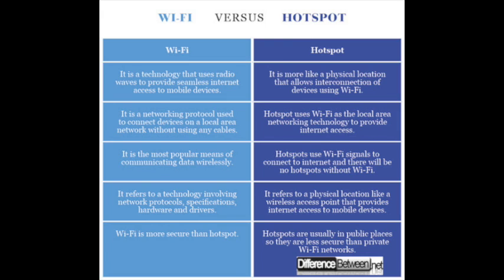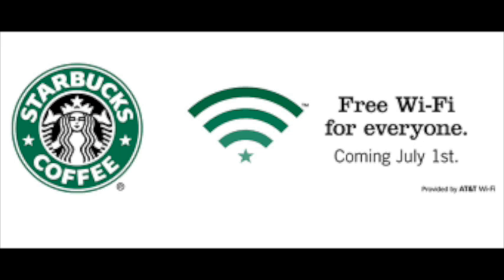A hotspot is a physical location or device where people may obtain internet access to Wi-Fi. A hotspot uses Wi-Fi signals to connect to the internet, and there will be no hotspots without Wi-Fi. Hotspots are usually in public places, so they are less secure than private Wi-Fi networks. Examples of locations or devices include places such as Starbucks or your local library and your phone.